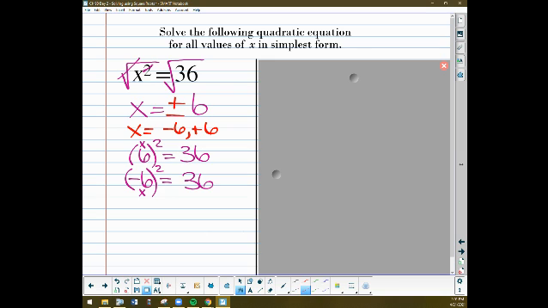If we think about the graph, we're pretty familiar with graphs. If we think about the graph, this is positive 6 and this is negative 6. My parabola, however wide or skinny, will cross the x-axis in those two spots. So that's why we have 2.